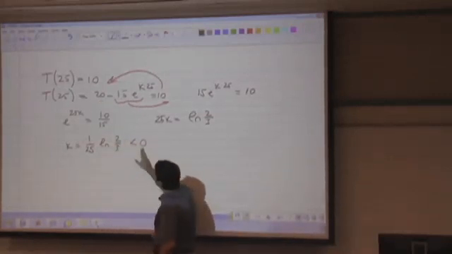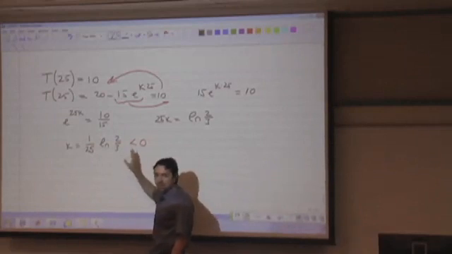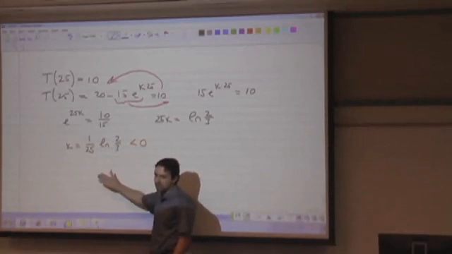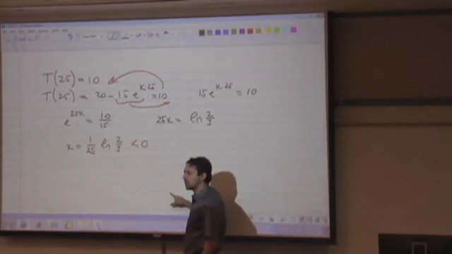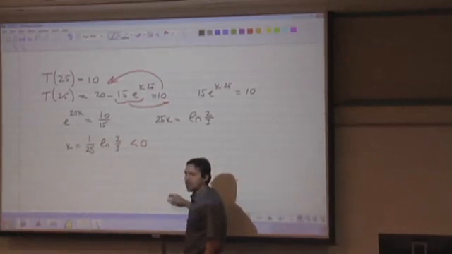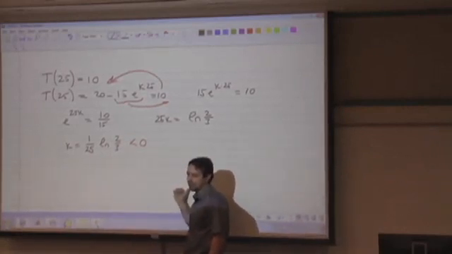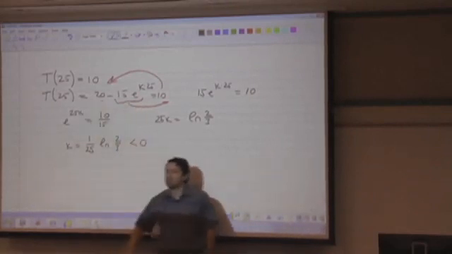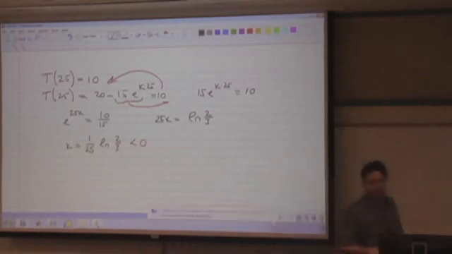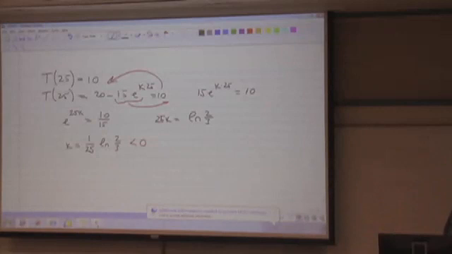But because k is less than 0, think about what happens as t goes larger. Your function is going to look like this. It's going to be a decreasing exponential function. The limit will be 0, so your limiting value would be 20, which makes sense, because if you leave the drink long enough in the room, it will be the temperature of the room, right? Is that making sense? Okay.